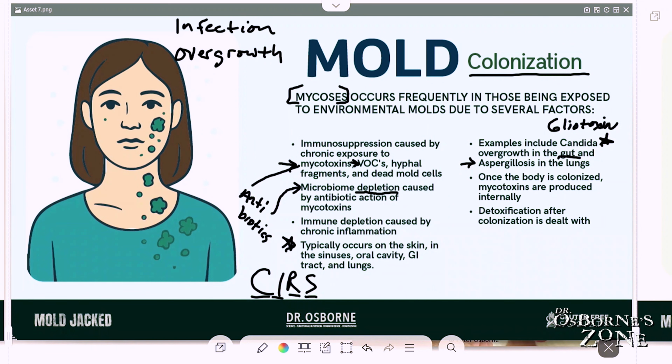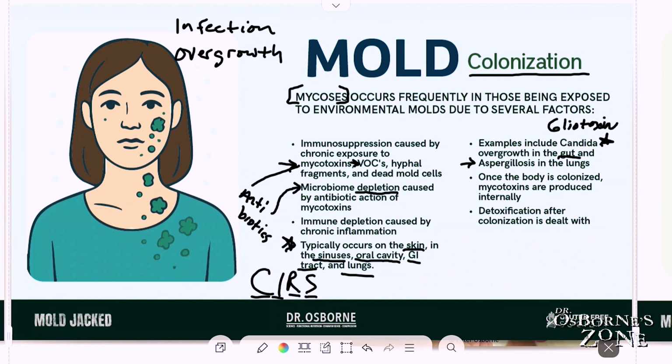And this typically occurs on the skin, in the sinus cavities, in the oral cavity, in the GI tract, as well as in the lungs. And sometimes the colonization is your own flora, meaning, as an example, candida.